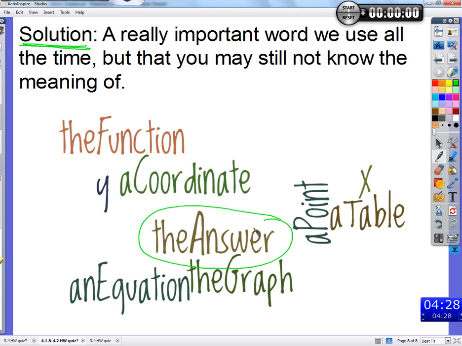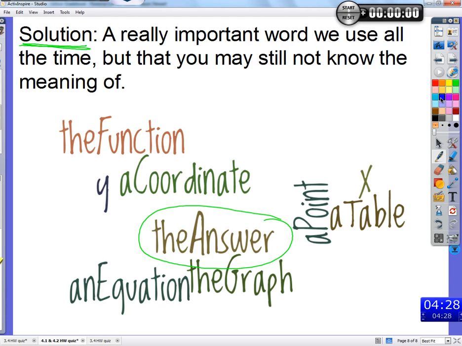You know what colloquial means? Anybody heard of colloquial? Colloquial means common, everyday. So the colloquial use of solution would be the same as saying the answer. But in math, the solution is really specific, and the answer is actually quite broad. The answer might be several different things, but the solution to an equation is something really specific.